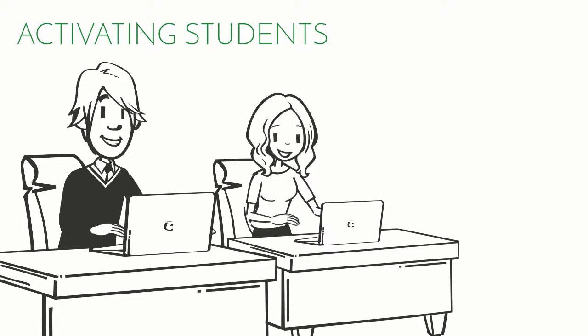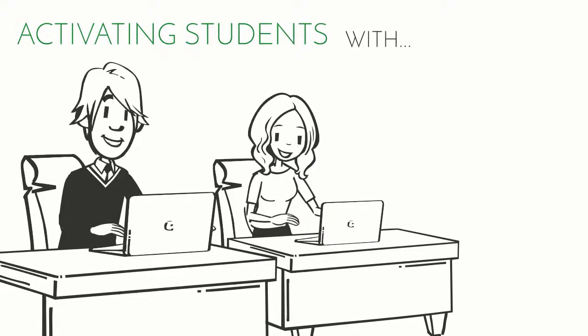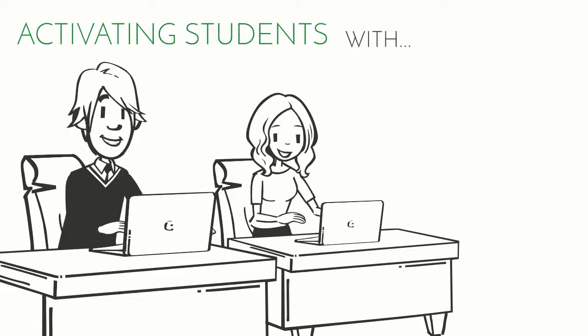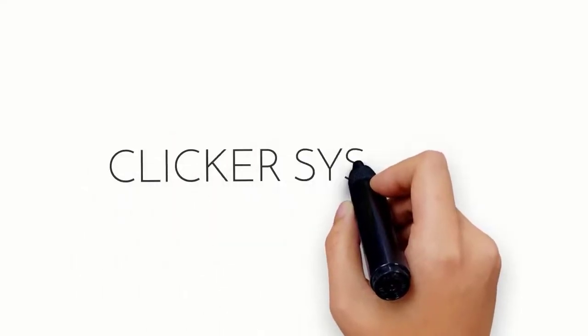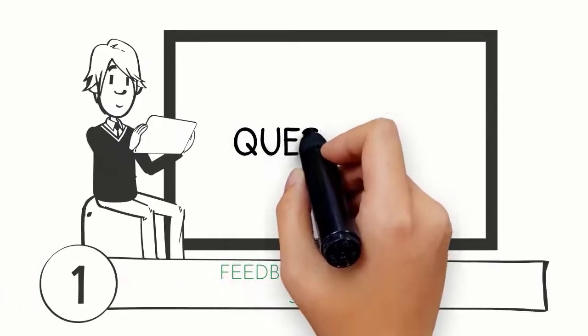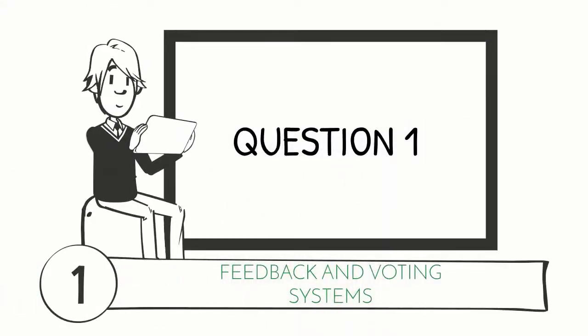But how could students be activated? Our active participation can be facilitated by making use of clicker systems. These are digital feedback and voting systems that are used to let students answer the lecturer's questions.